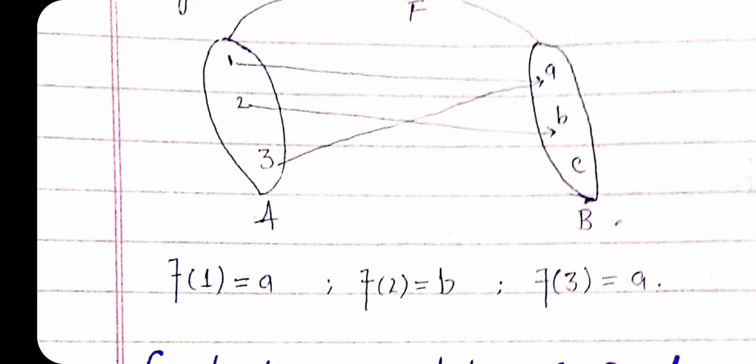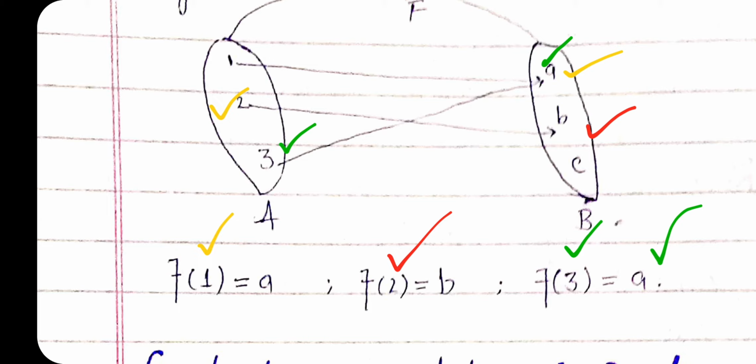Here we can see that the first element of A, f(1), has an image a, and the second element of A, f(2), has an image b. And the third element of A, 3, f(3) gives us the value a again. Again 3 maps to a. Here we can see that every element of A has a unique image. No element of A has more than one image.